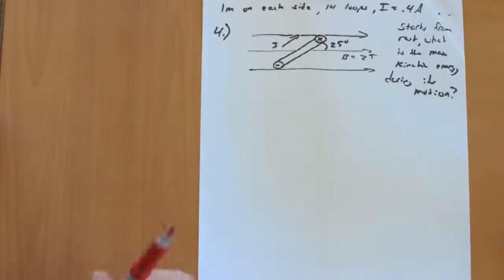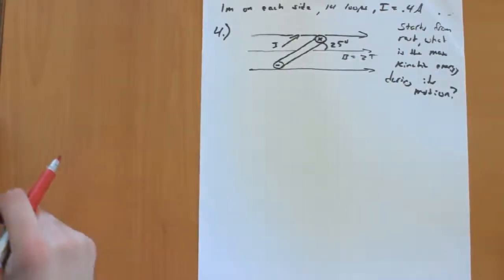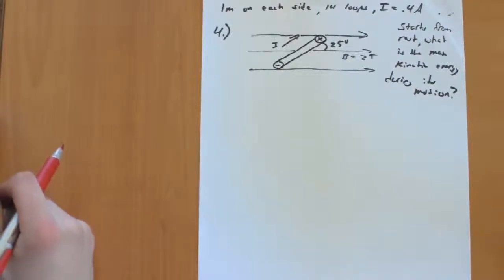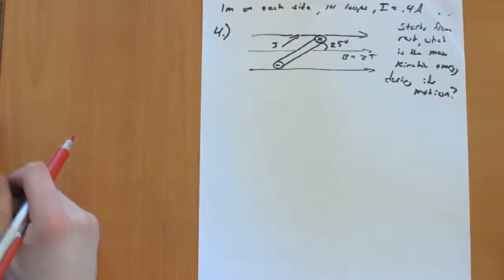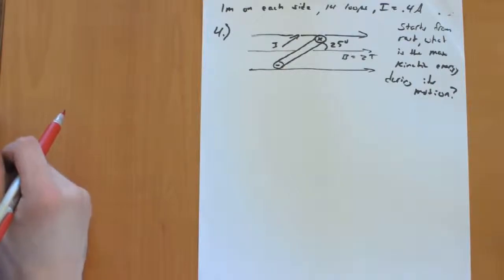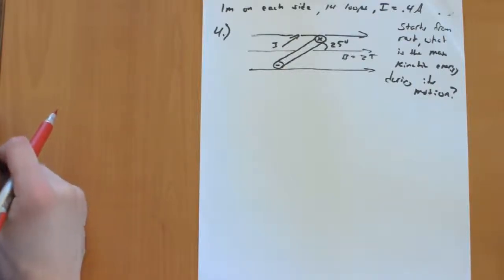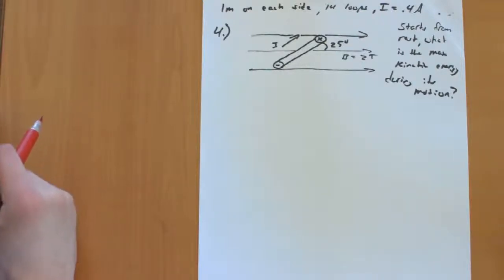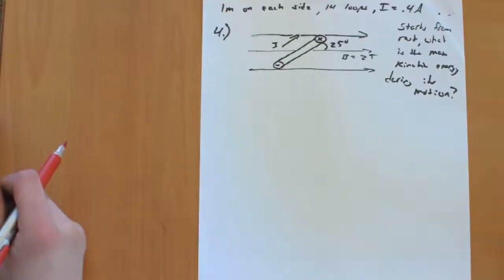Okay, so I was asked to do problem number 4 on the Physics 240 exam, which says a square coil of wire 1 meter on each side has 14 loops and carries a current of 0.4 amps. It's in a magnetic field of 2 teslas, and it starts from rest in the position shown, and we're asked to calculate the maximum kinetic energy that the loop will possess in its ensuing motion.